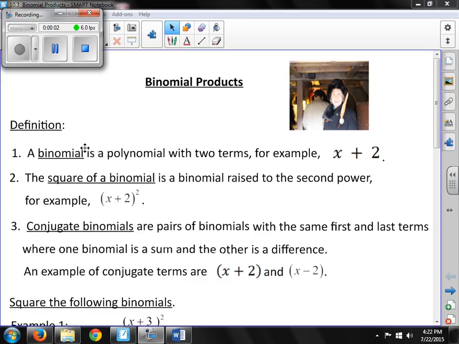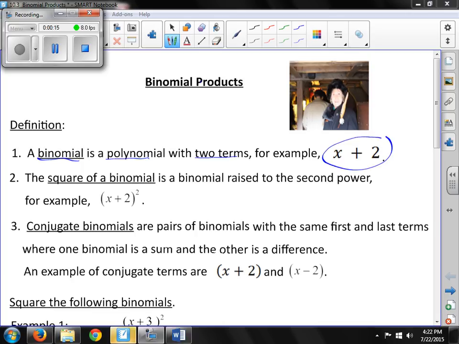This video is on binomial products. Let's start with the definition. A binomial is a polynomial that has two terms. For example, x plus 2 is a binomial. The square of a binomial is a binomial raised to the second power. So we could have x plus 2 squared.